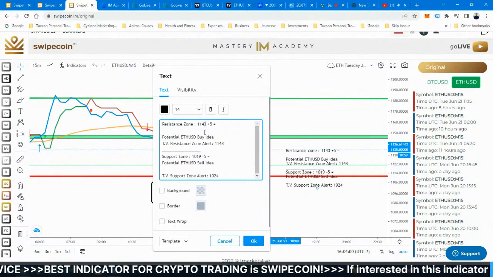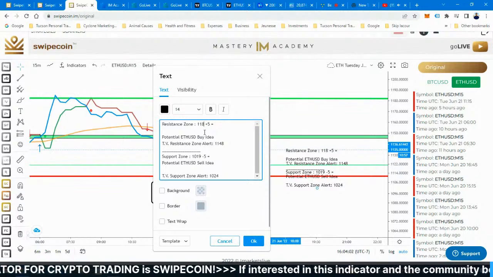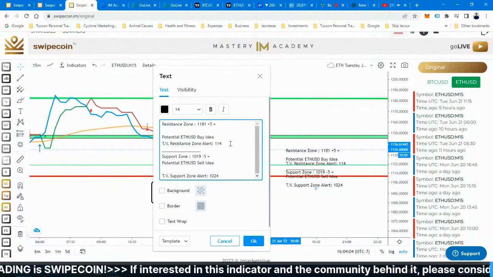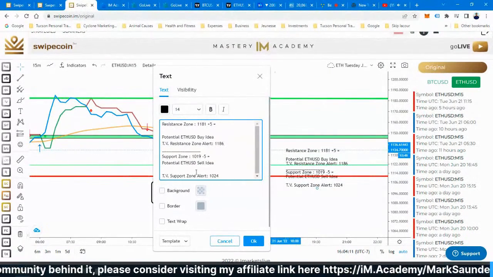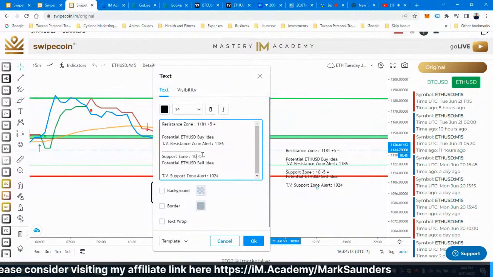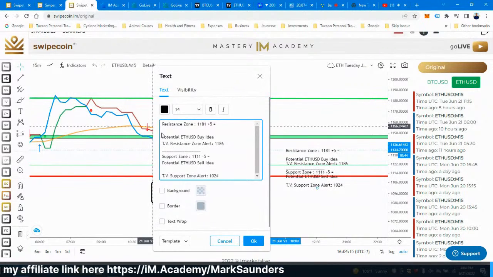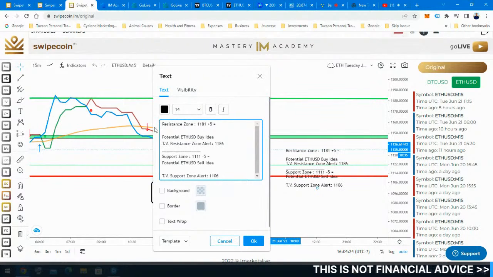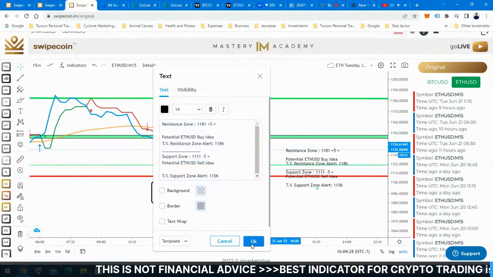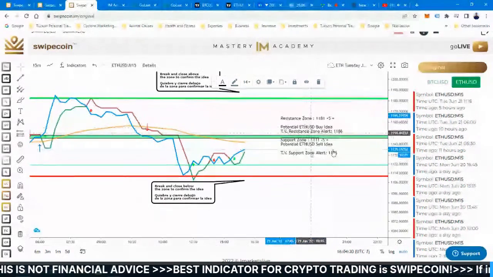1181. Okay. 1181 plus 5, 1186. The support or the red line: all ones. That sounds lucky to me. 1, 1, 1. Okay. Minus 6 is going to be 1106. I'm going to copy, Control A, Control C.